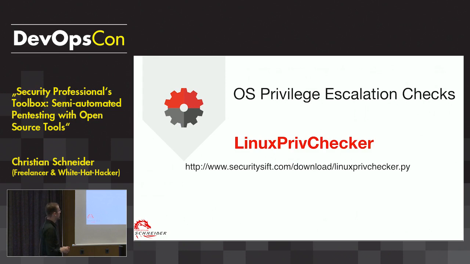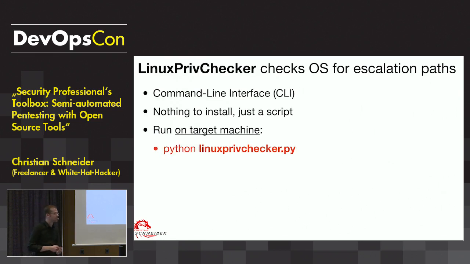Okay, so the second one is the Linux privilege checker. That's also just a shell script that you can use. No need to install something. Just start it on the machine. It's just a Python script. And then it will check whether you can escalate the permissions of a user to root.